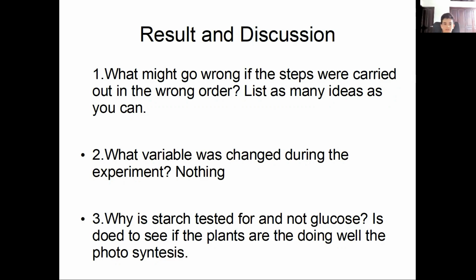That was the result. Second, what was changed during the experiment? Nothing. I didn't change any of the variables. And third, why is it tested for starch and not glucose? It is to see if the plants are doing photosynthesis well.